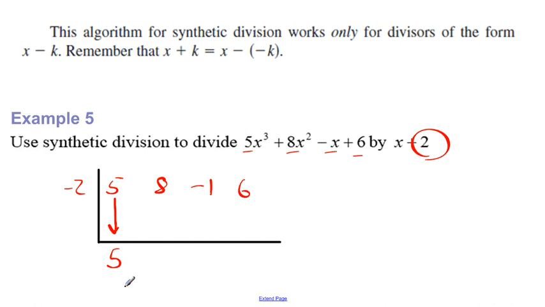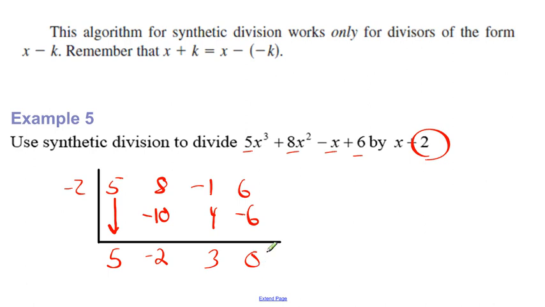And then we're going to multiply. -2 times 5 is -10. And then we're going to add these together. So we're going to get -2. Now we're going to multiply again. We multiply diagonally, and then we're always going to add vertically. -2 times -2 is 4, giving us 3, and 3 times -2 is -6. And we get 0. Notice that we get a remainder of 0.